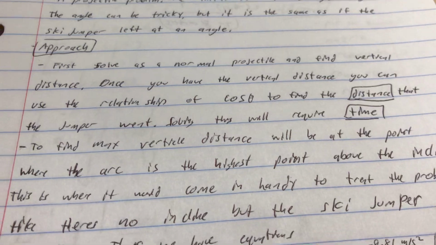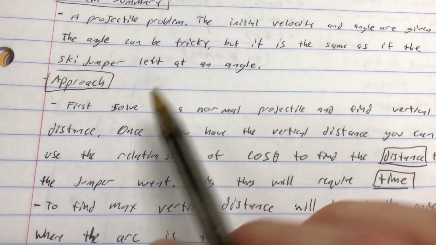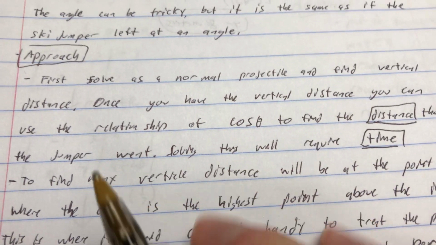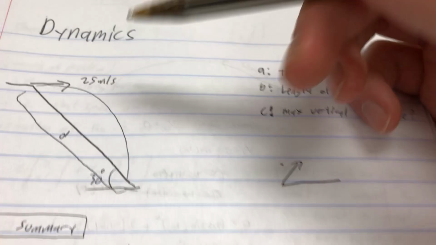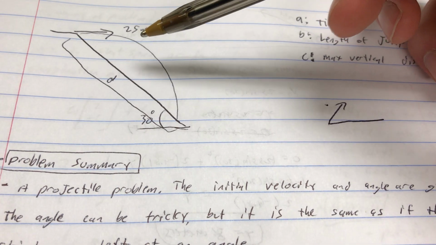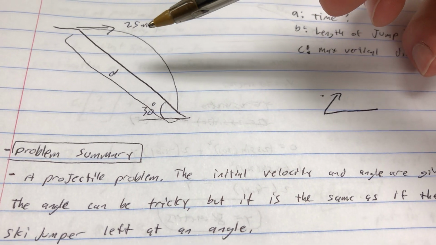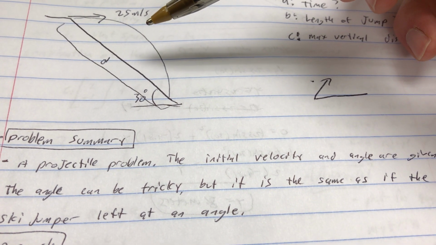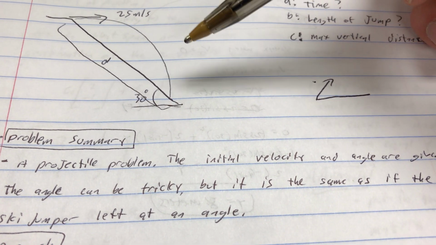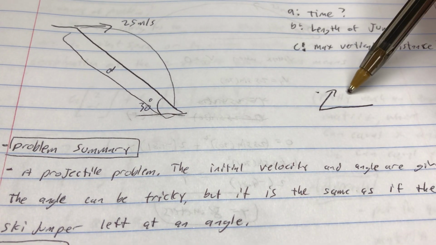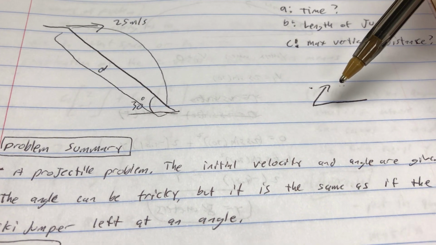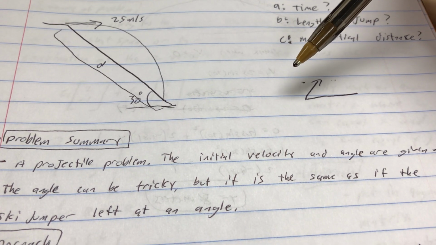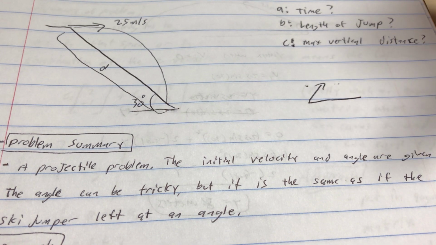So, the kind of approach that I wanted to go on this problem. First, we want to solve for the normal projectile and find a vertical distance. Normal meaning just the original projectile. And we want to find distance. Next is we want to find the max vertical distance. And for that one, I think I'm going to treat it more like this. I think that would be easier to conceptualize and understand and solve for. So that shows that I have these equations down here.